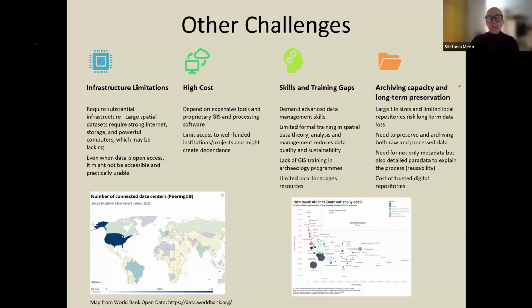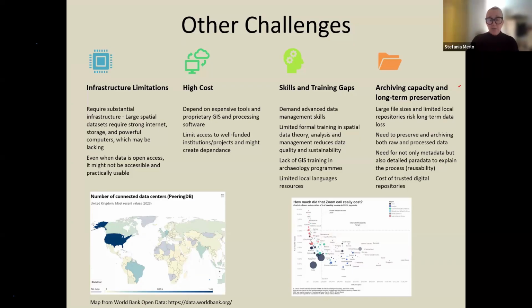And we end up basically training our students in using GIS just to make maps for a project, maps for their dissertation, but not understanding what is the potential, and also importantly, what are the limitations of spatial analysis, in particular using archaeological data.